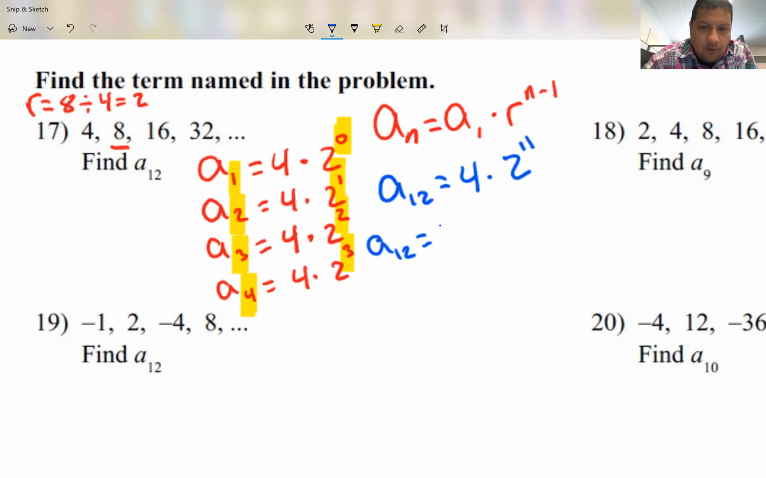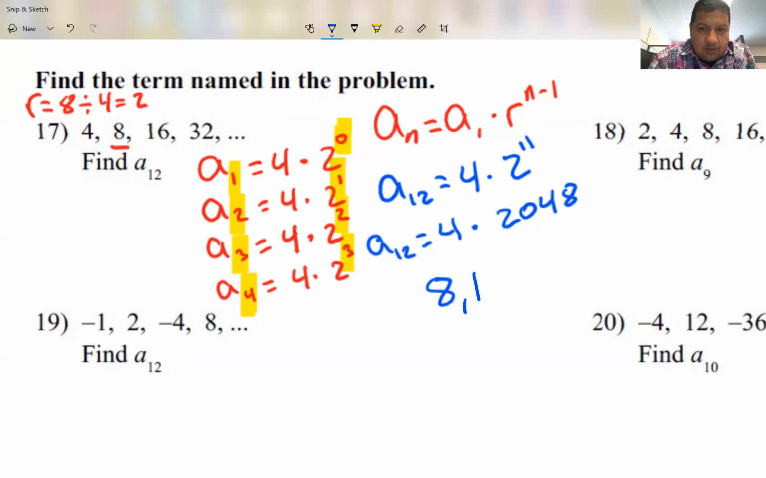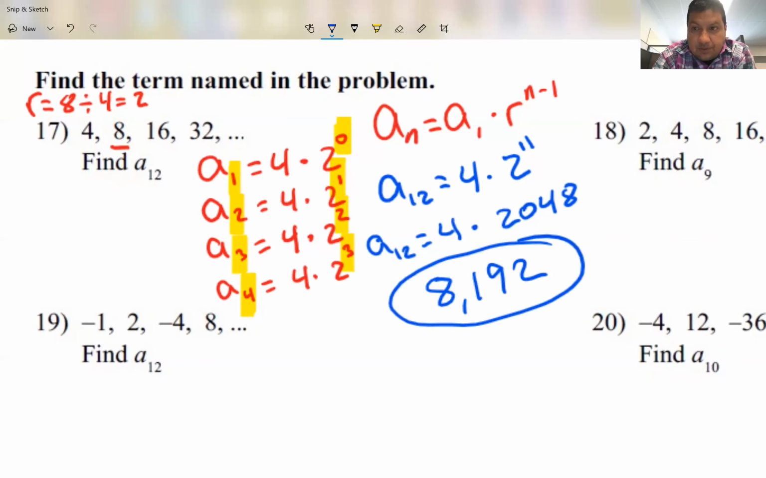So I'm going to go 4 times 2048. The 2048 is basically 2 to the 11th, right? My ratio is 2. I had to raise it up to the 11th power. Now, when I multiply these two numbers, 4 times 2048, my answer will be 8,192. I said your answers will be in the thousands.